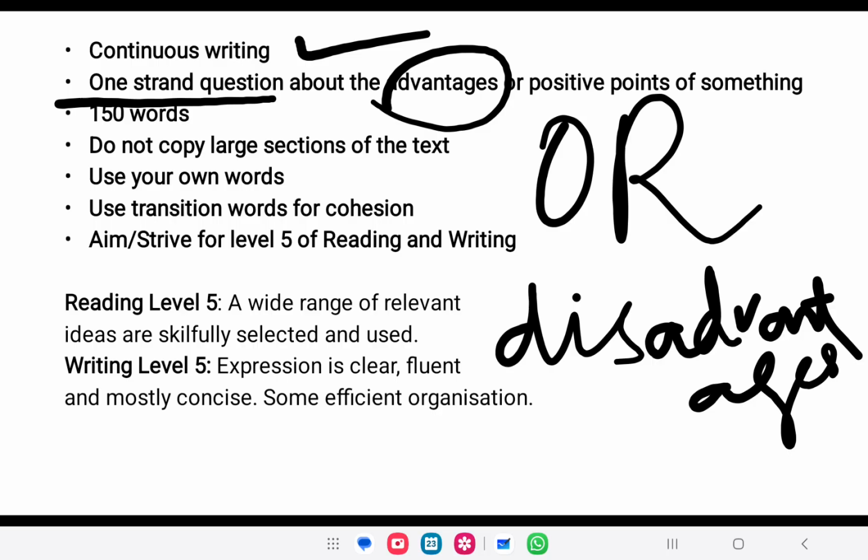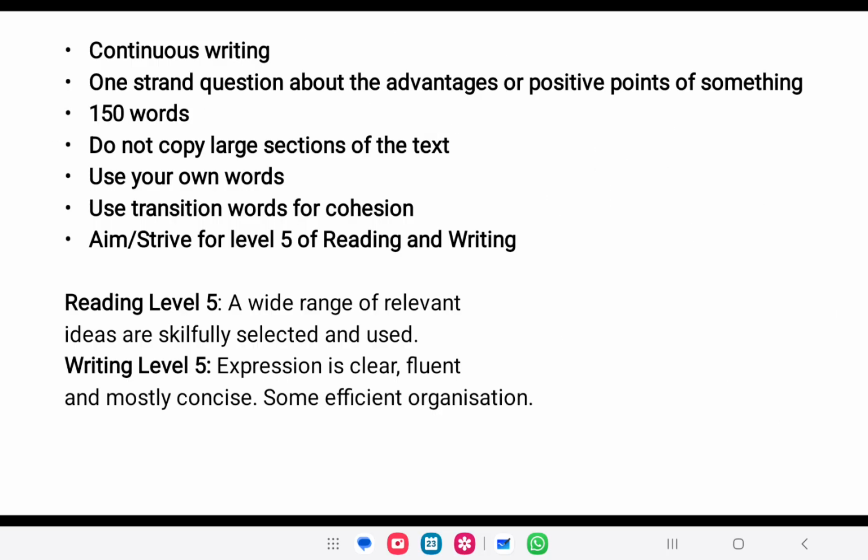Next thing is 150 words. 150 words only. Now, because this is a one strand summary, it is easier for you to come up with 150 words. Previously it used to be 150 to 180 words. So it was a kind of a problem for students, because it used to be two strand, sometimes three strand summaries about the benefits of something, about the history of something, history in modern times, history in old times, ancient times.